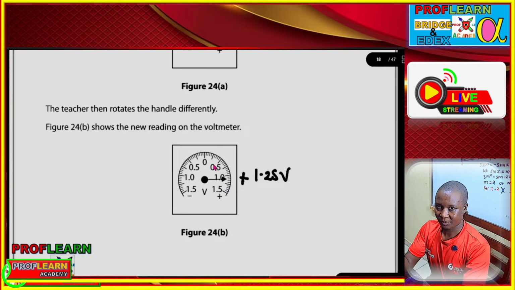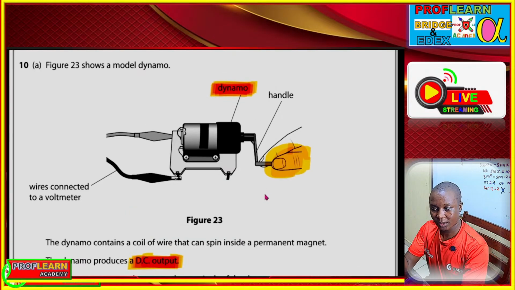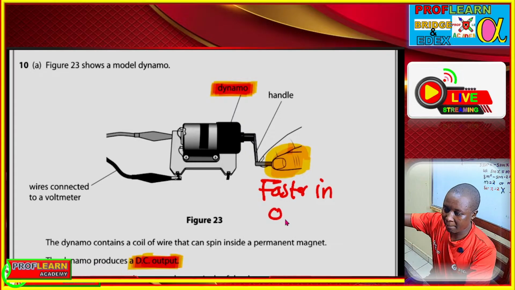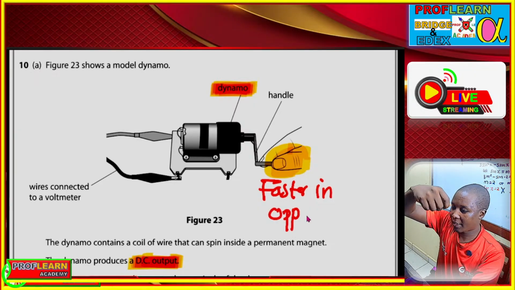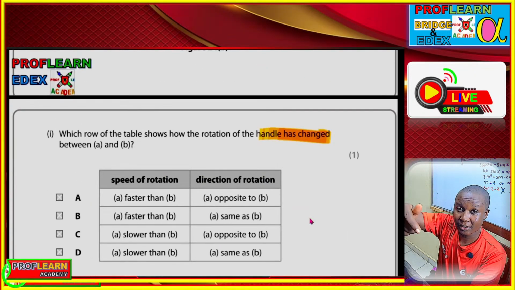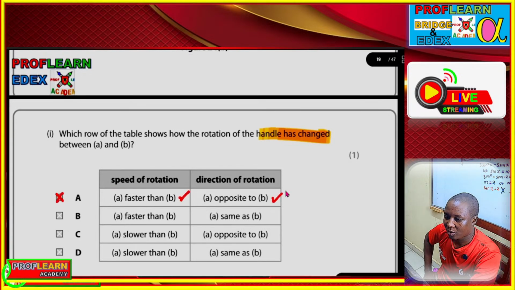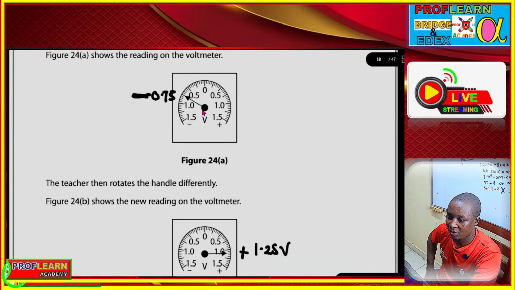Why is that the case? It's because the direction of motion or rotation was changed. The teacher rotated in the opposite direction but faster, because initially it was 0.75, now it becomes 1.25 volts. So meaning the teacher might have rotated faster and cut the magnetic field at a higher rate, resulting in a greater induced EMF. So faster than B, yeah, speed of rotation faster and in the opposite direction.